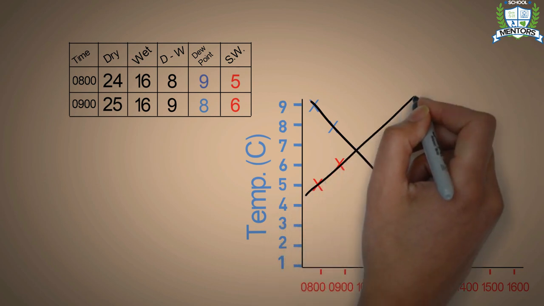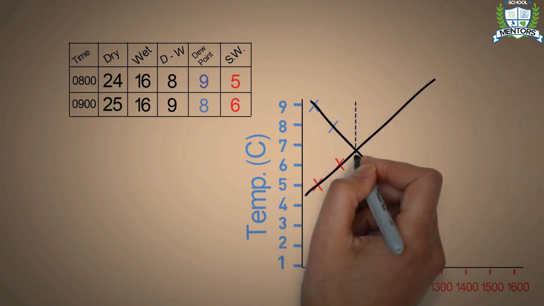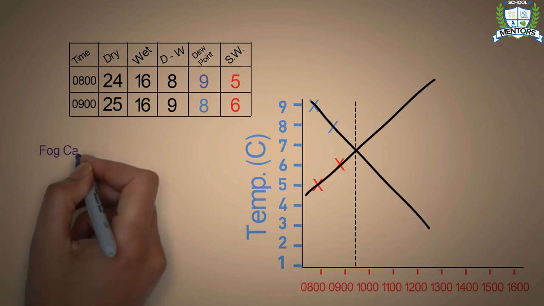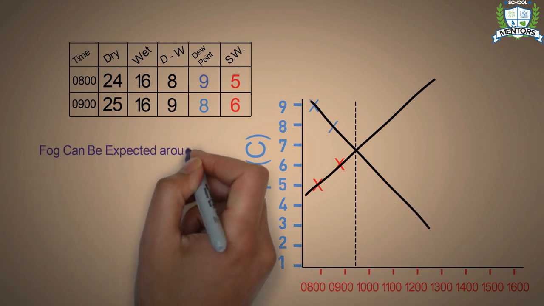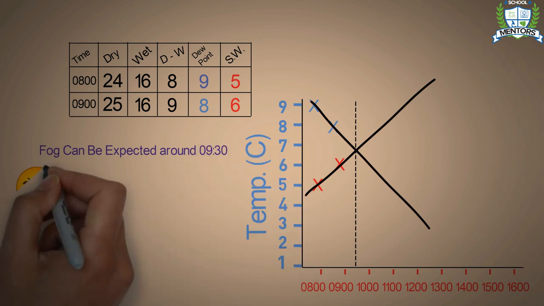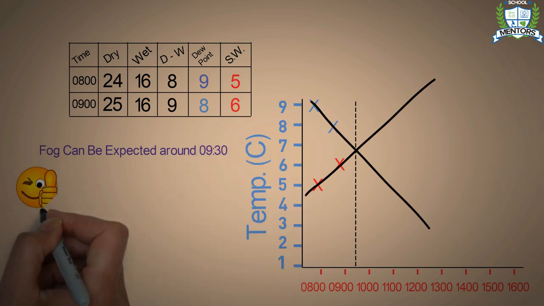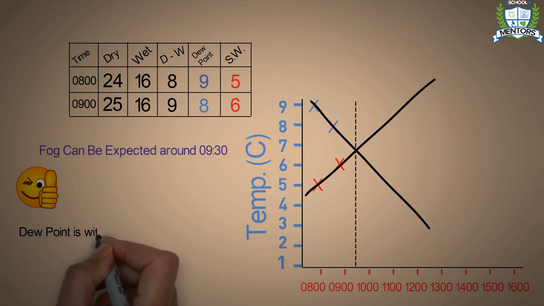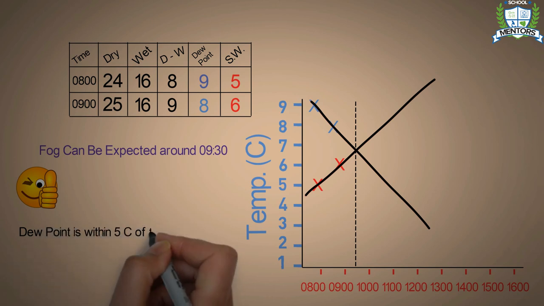And if you see, these two lines intersect at a particular point. So we just make a perpendicular to the x-axis and we see that it cuts down at 0930 hours, which is the expected time for the fog. Well, as a general thumb rule, we can say that if your dew point temperature and the seawater temperature is within 5 degrees centigrade, then you can expect fog.